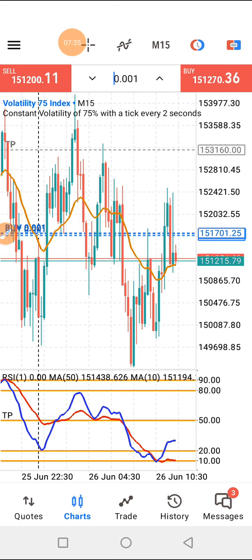The probability is very high, unlike other pairs that you are going to be trading, where at the end of the day, it goes against you. But in the case of volatility 75, once you allow the condition to come in place, definitely you will see results.